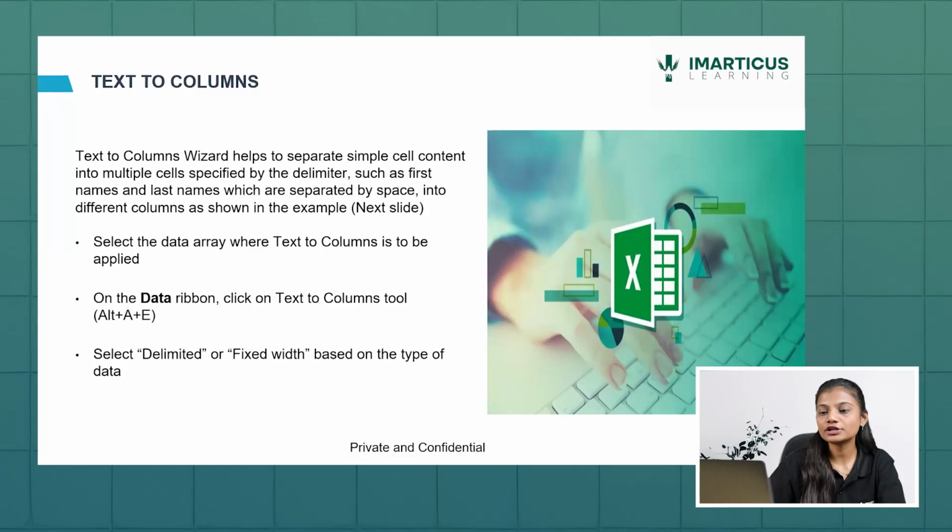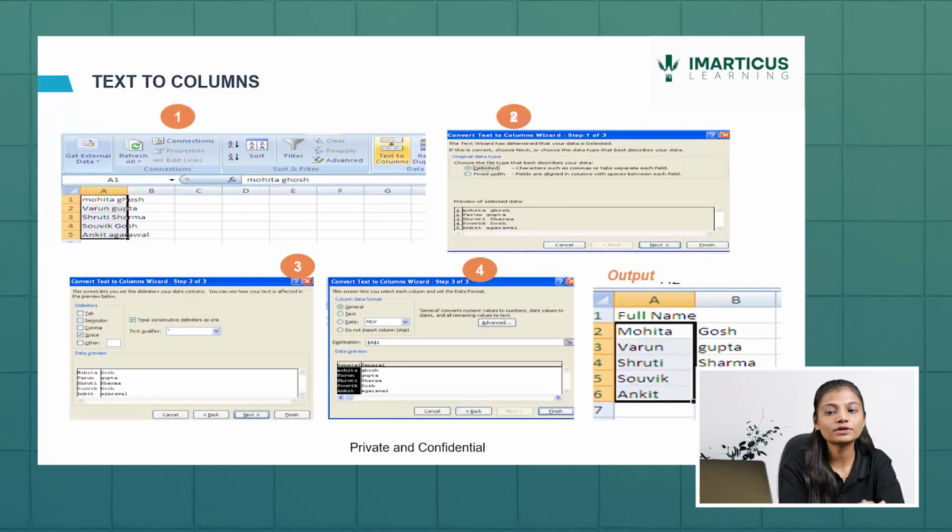If I show you with an example, you can see that there are certain names given to us in that image and they are separated by a space. We will open the text to column wizard and do certain operations. Now, instead of understanding this here, let's see practically how it works.